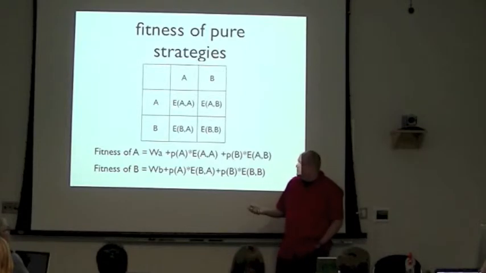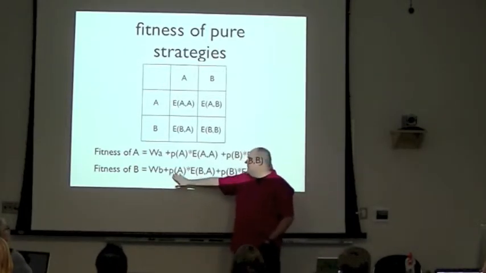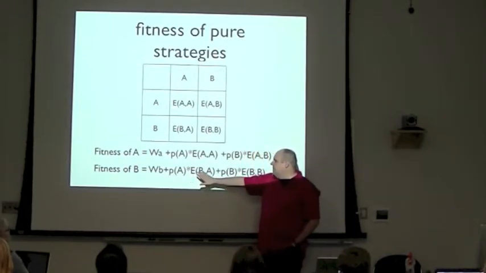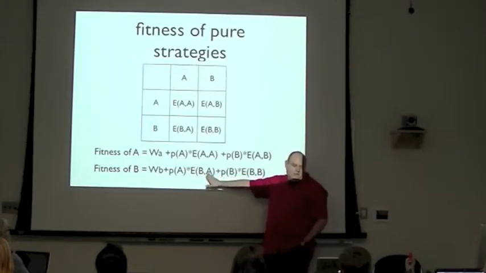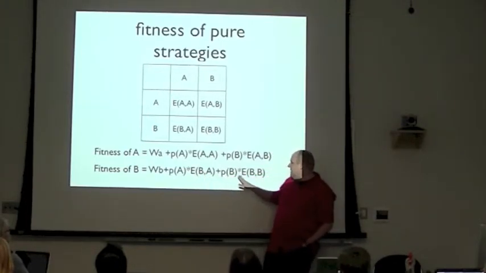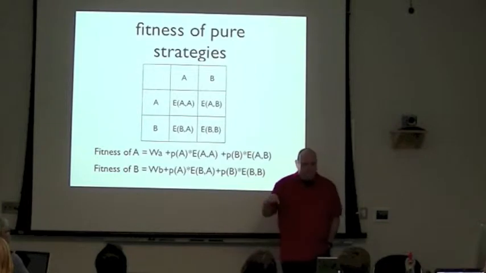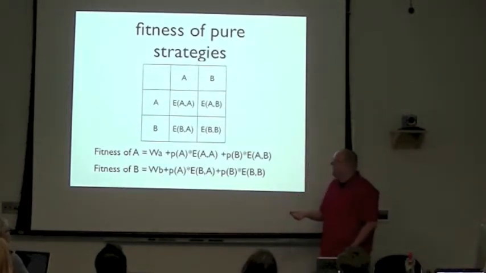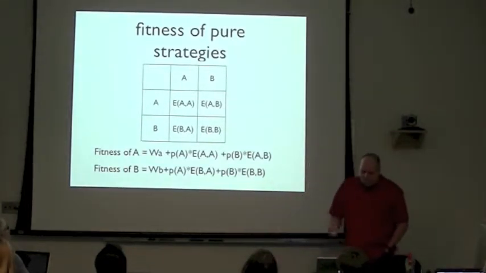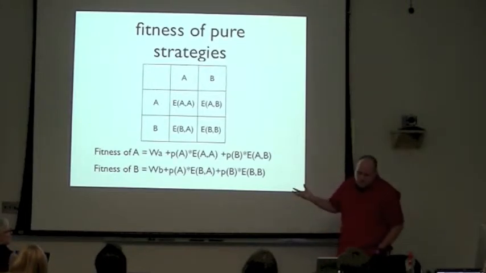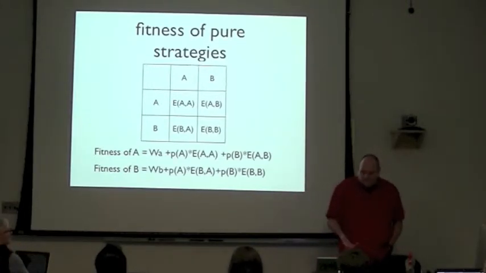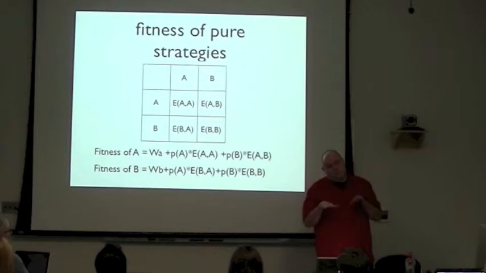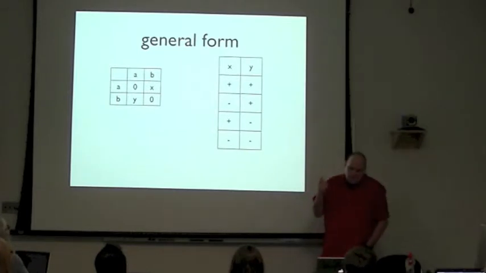And the same is true for the fitness of the B player. The payoff of the B player is the frequency of A players times the payoff that the B player gets against an A player, plus the frequency of B players times the payoff that a B player gets against a B player. Okay, so that's rather simple to evaluate. Once you know these fitnesses, you can say which of the two strategies is better, because that's the one that gets more payoff on average, and which one is the worst strategy.